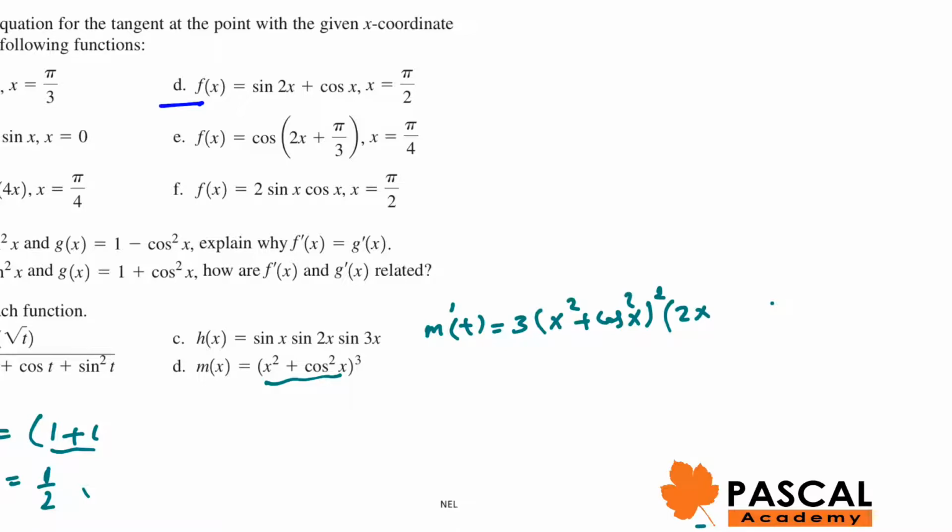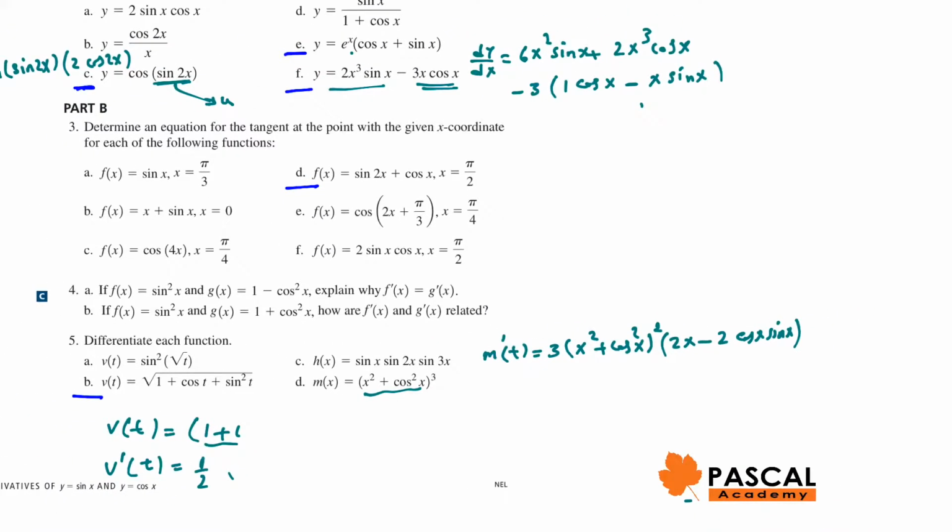Derivative of cos²x is minus 2 cos x sin x. Therefore, the derivative would be 3 times (x² + cos²x)² times (2x minus 2 cos x sin x).